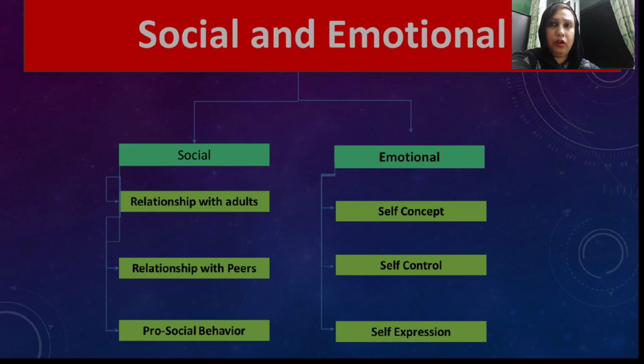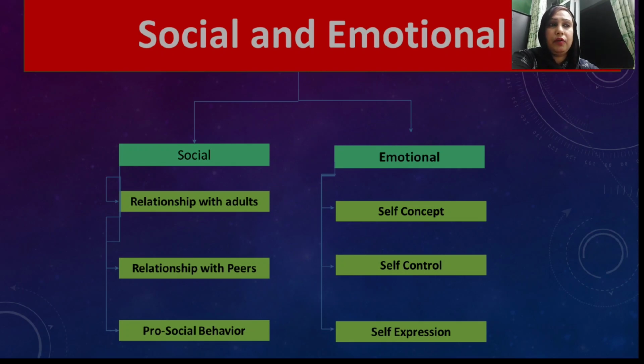My sixth slide talks about the social and emotional conditions separately. When we see the social and emotional development, we have certain specific aspects to follow. So let us take it individually. When we talk about the specific aspects for social, it is the relationship with adults: how successfully the child builds a good relationship with his adults, builds a good relationship with his peers, and how he starts showing his pro-social behavior.